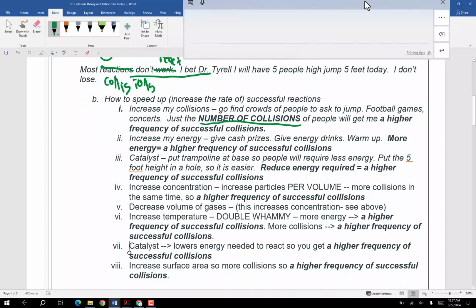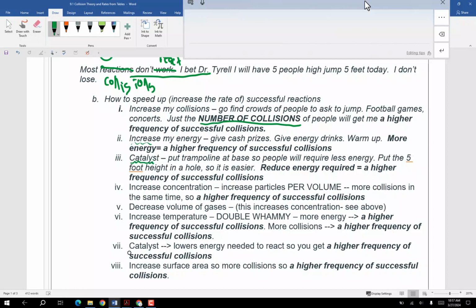The other thing I do is increase my energy. So if I make people try harder, give them more energy, give cash prizes, give energy drinks, warm up, more energy is a higher frequency of successful collisions. So I might pick strong people to high jump instead of weak people to high jump. Should make sense, right?